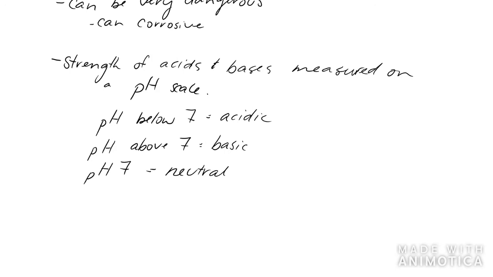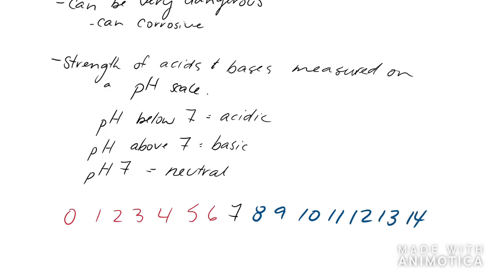So if we numbered those out, all these blue ones are base or bases. All the red ones are acids. And our lonely little 7 is our neutral.